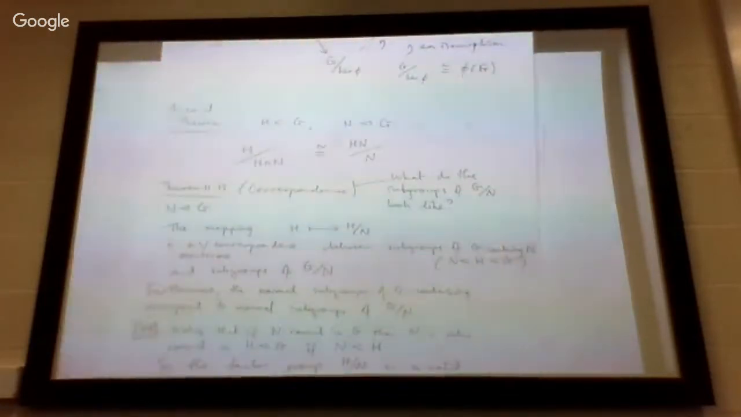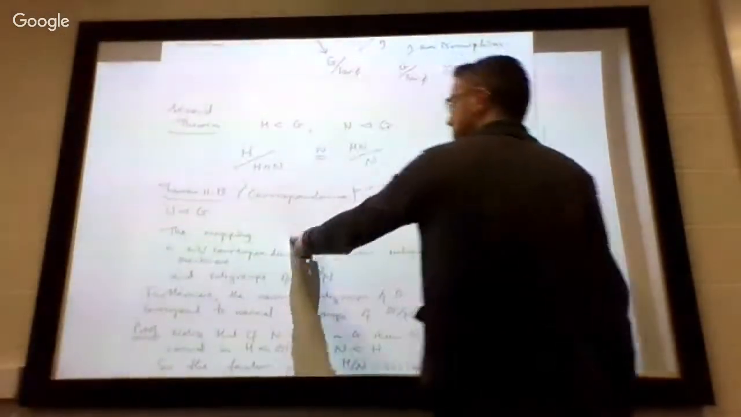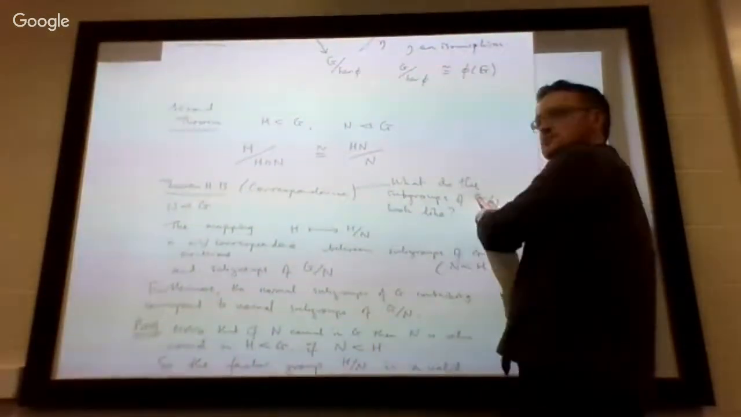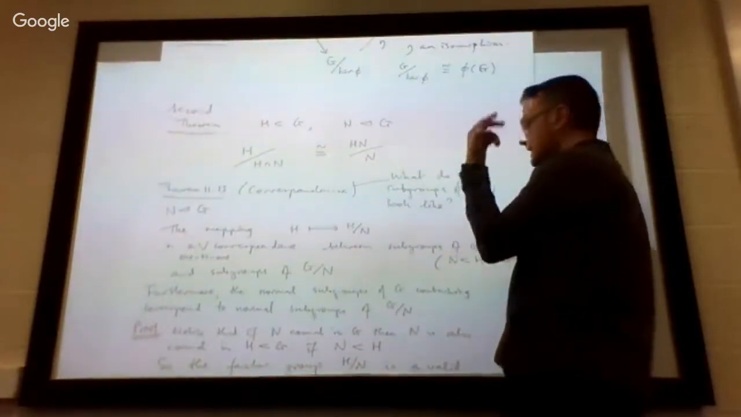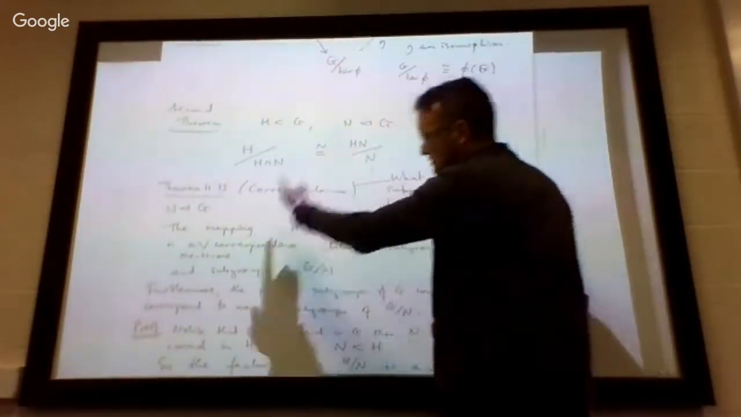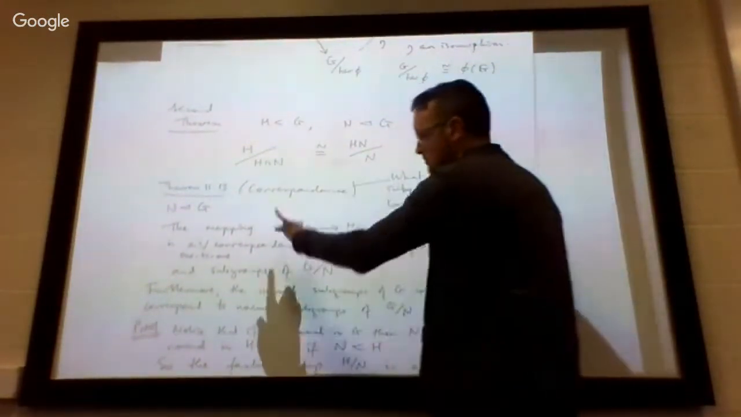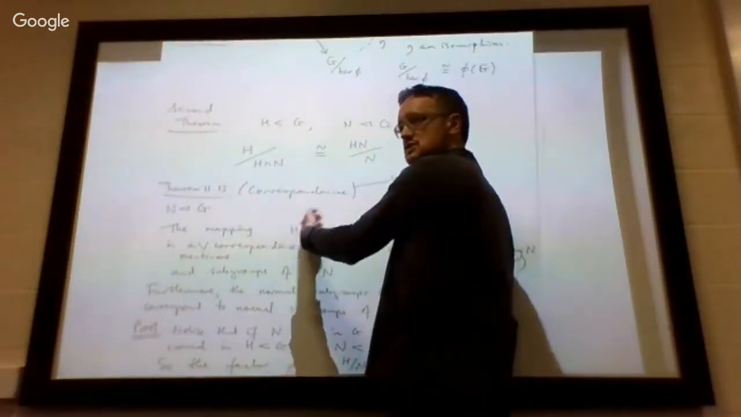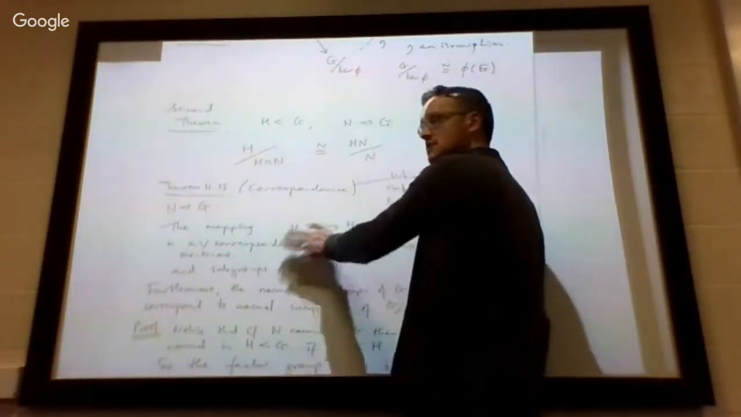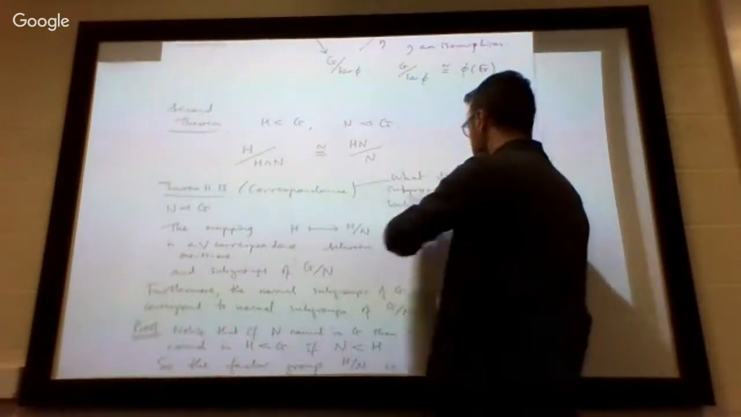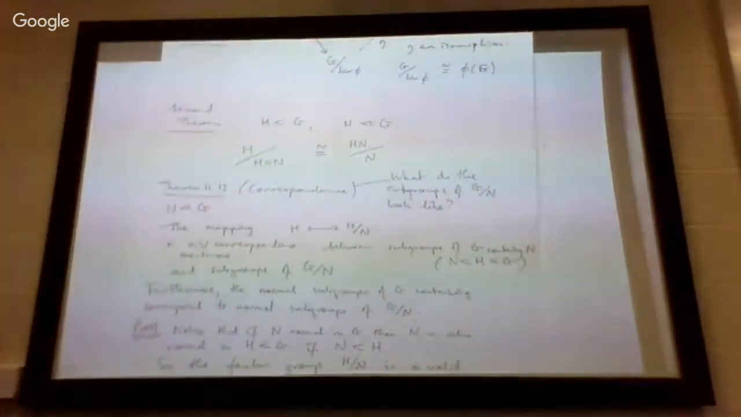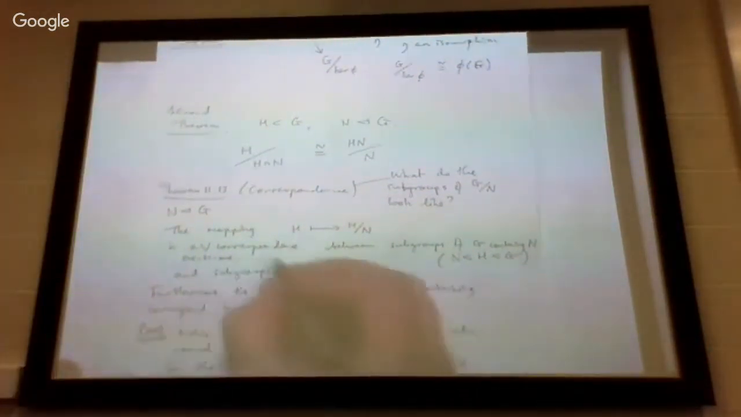So what have we done? We've now established that this is a correspondence. This map takes you from subgroups of G containing N to subgroups of G mod N. And every subgroup S of G mod N comes from some subgroup of G which contains N. So there is this correspondence between subgroups of G containing N and subgroups of G mod N. But we claim there that it's one-to-one.